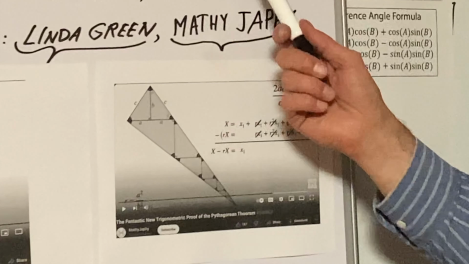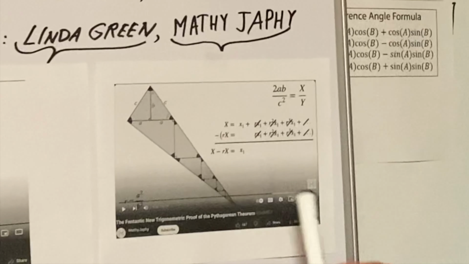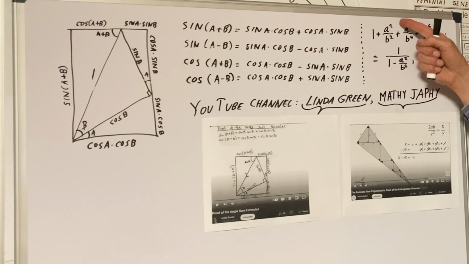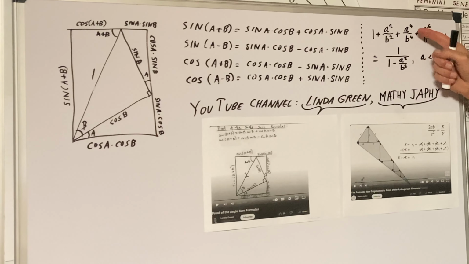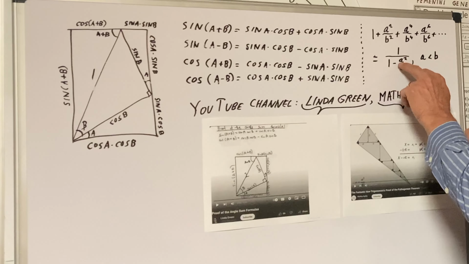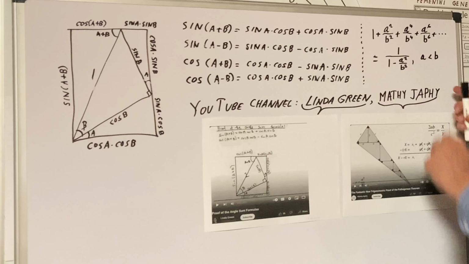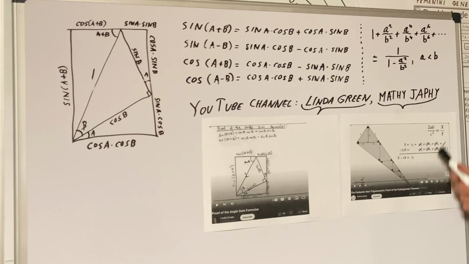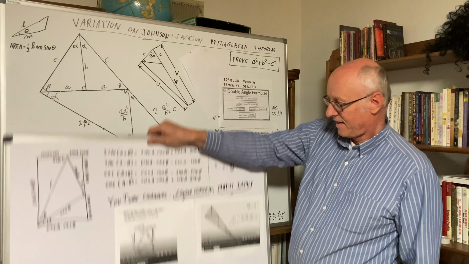MathyJaphy does a pretty interesting setup on this geometric series, 1 plus a squared over b squared plus a to the fourth over b to the fourth, etc., dot, dot, dot. That has a limiting value of 1 over 1 minus a squared over b squared, provided that a is less than b. And so that's that.